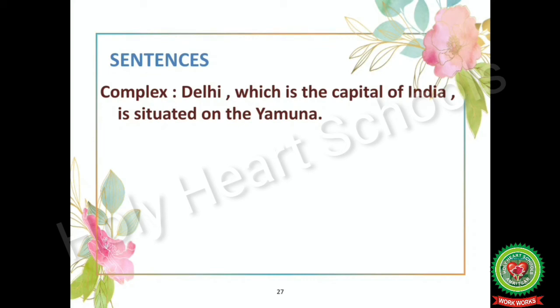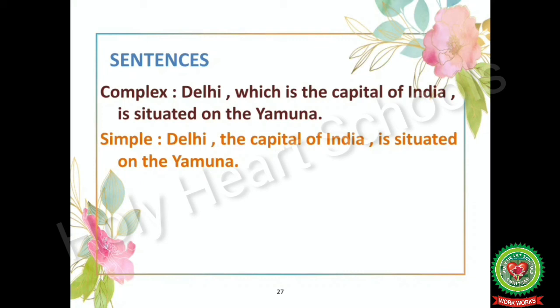Delhi, which is the capital of India, is situated on the Yamuna. Children, here we can convert the complex sentence into simple sentence by using a noun or a phrase in apposition. All we need to do is remove the verb and conjunction and use commas in its place, as in Delhi, the capital of India, is situated on the Yamuna. Here we have removed which and the verb is.